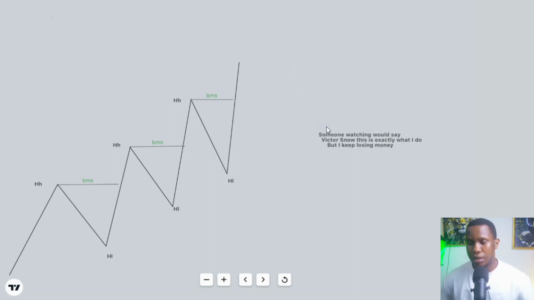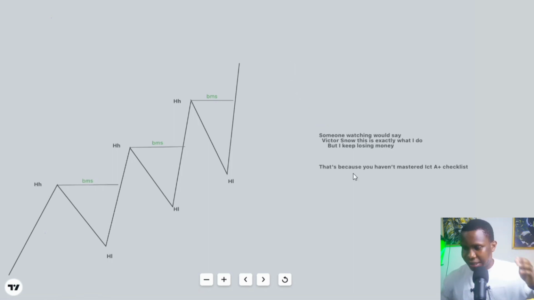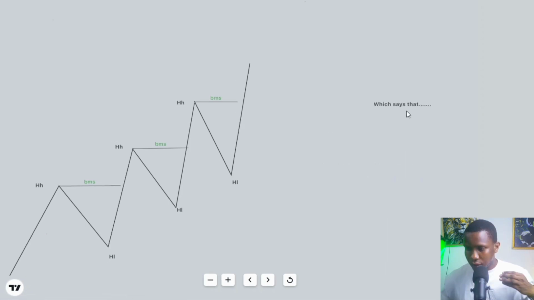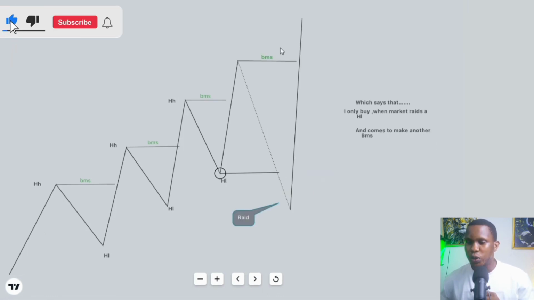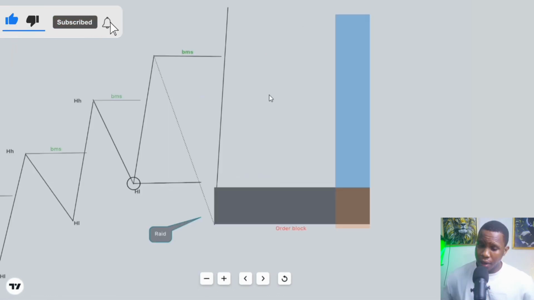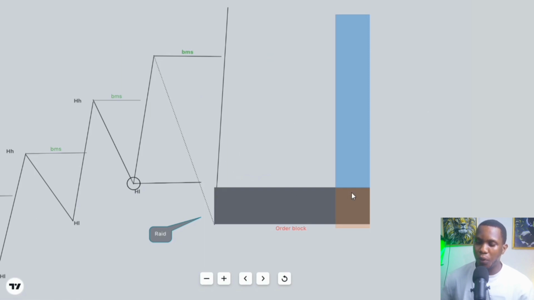Someone watching me say, this is exactly what I do, but I keep losing money. That's because you haven't mastered ICT A+ checklist, which says that I only buy when market raise a higher low and comes to make a break of market structure. That's when you can open an order block. I'll talk about order block and POI in a moment.